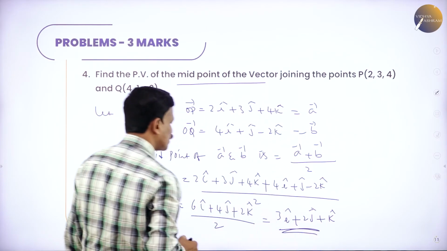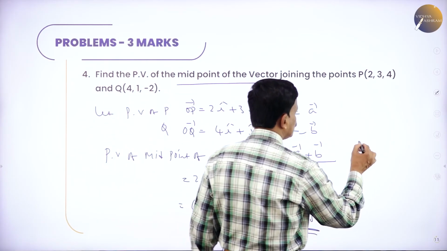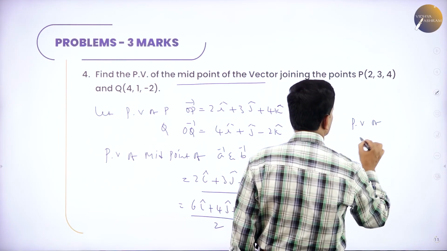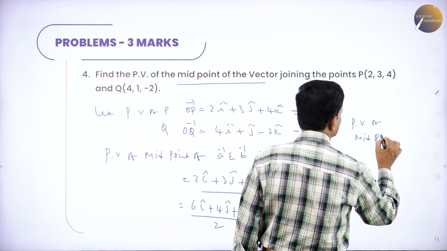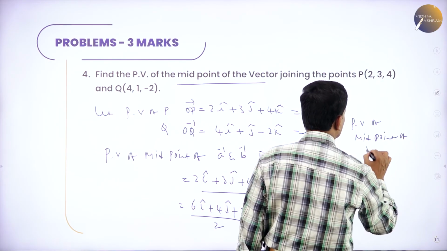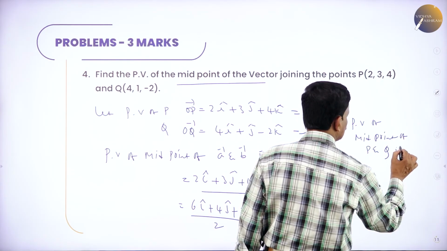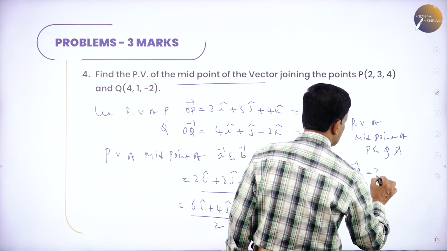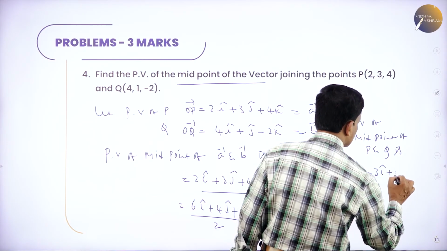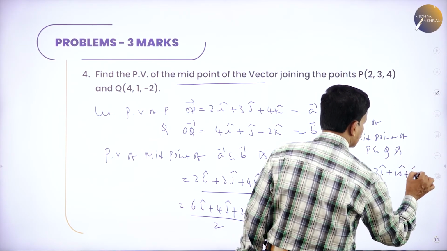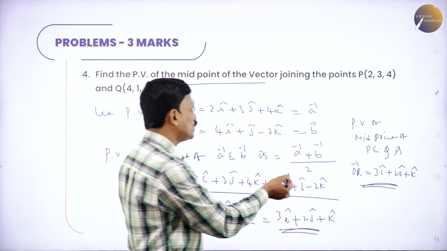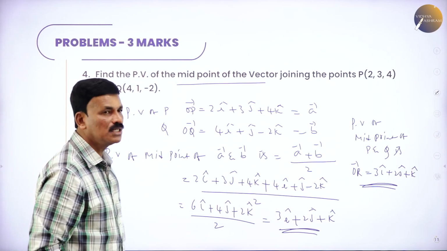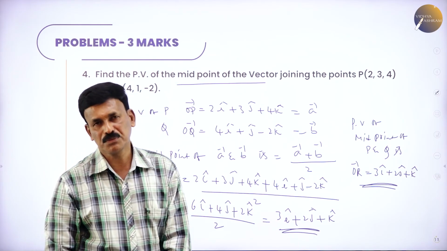This is the position vector. If you want, you can also write the position vector of the midpoint of P and Q as vector OR equal to 3i plus 2j plus k, or A plus B by 2 is equal to 3i plus 2j plus k. Anything you can represent for this. This is how we are going to find the midpoint.